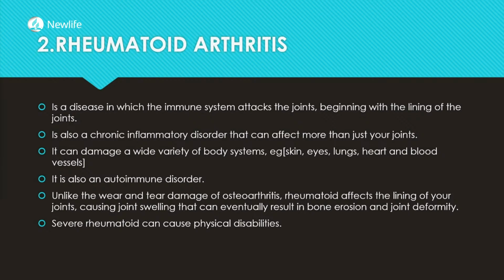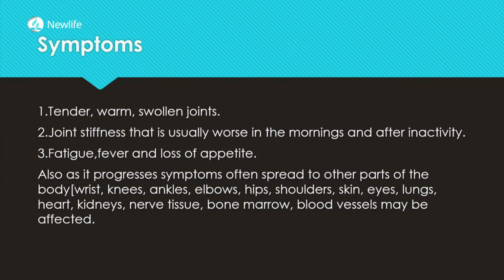Unlike the wear and tear damage of osteoarthritis, rheumatoid affects the lining of your joints, causing joint swelling that can eventually result in bone erosion and joint deformity. Severe rheumatoid can cause physical disabilities. The symptoms of rheumatoid: tender, warm, swollen joints, joint stiffness that is usually worse in the mornings and after inactivity, fatigue, fever, and loss of appetite.